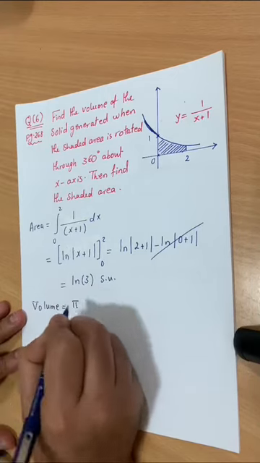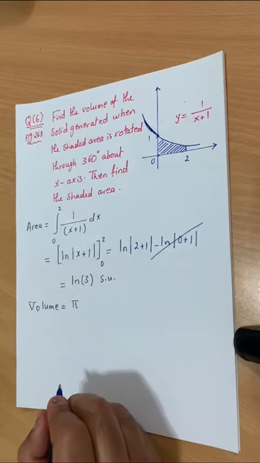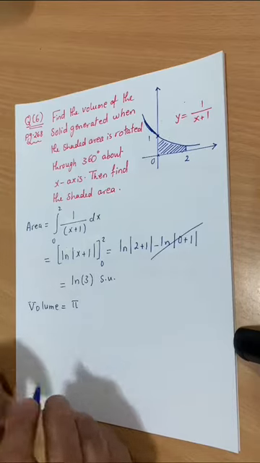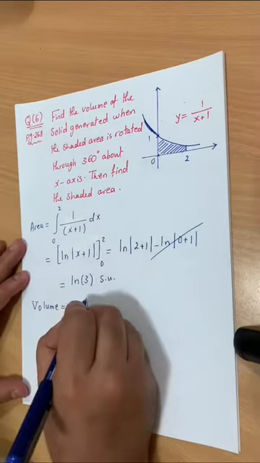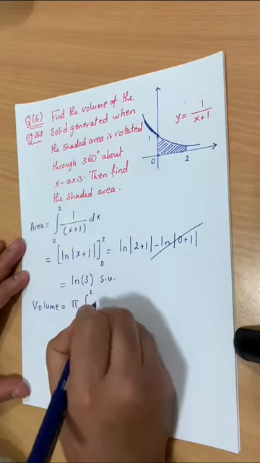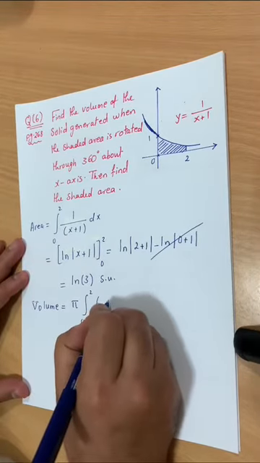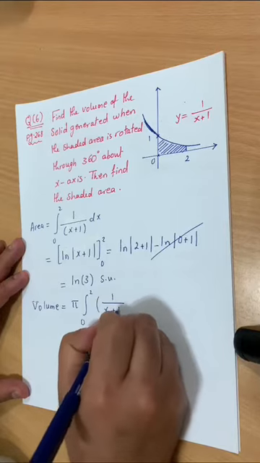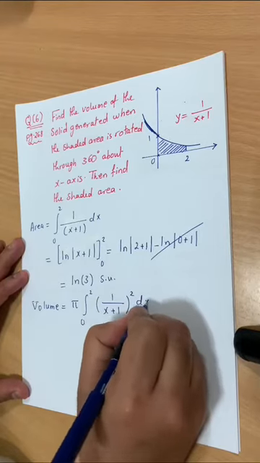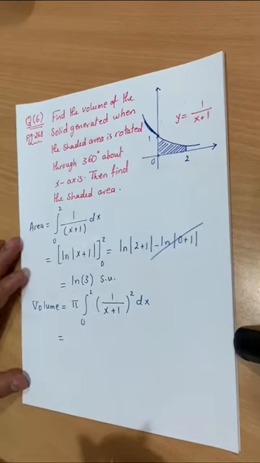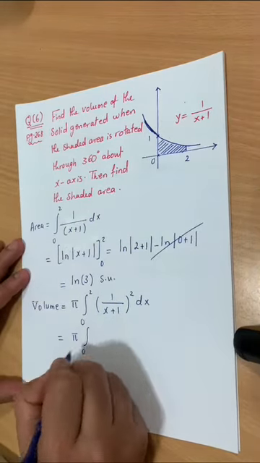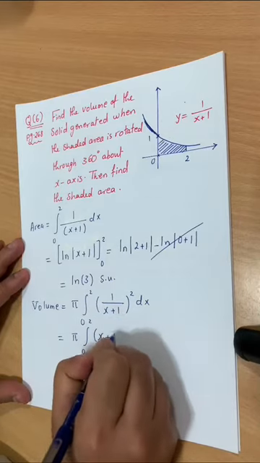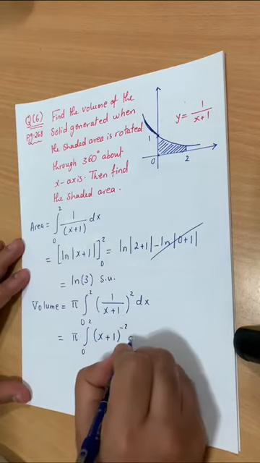Volume, you're supposed to add pi when the volume is generated through 360 degrees. So add pi, integration from 0 to 2, and you have to square the function. So 1 over x plus 1, all to the power of 2, dx. Now you can move the denominator by changing the sign of the power. So pi integration from 0 to 2, x plus 1 all to the power of negative 2 dx.